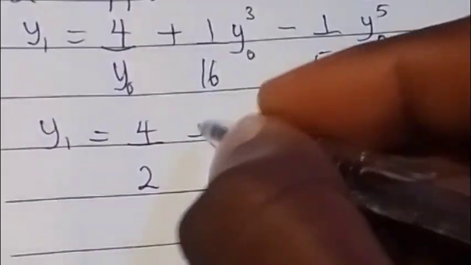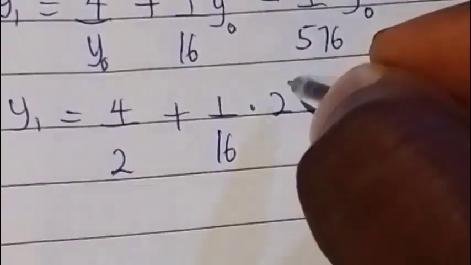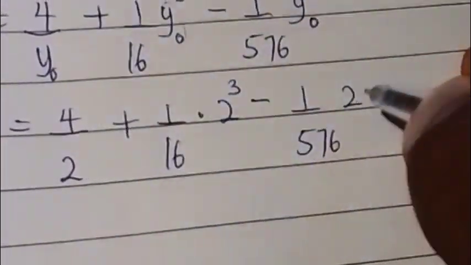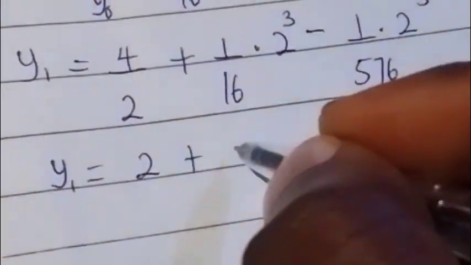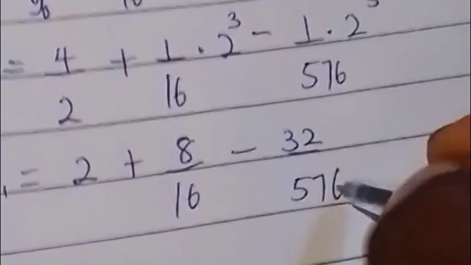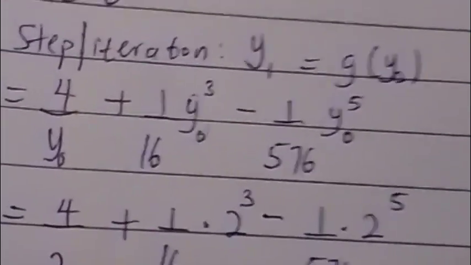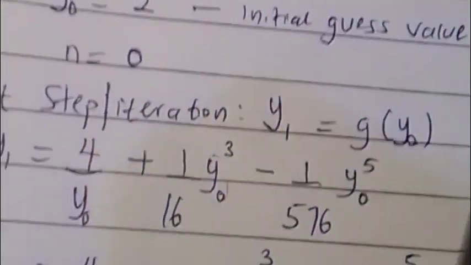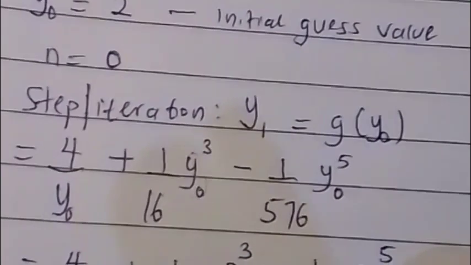y1 is equal to 4 divided by my y naught, which is given as 2, plus 1 over 16 times 2 to the power of 3, because my y naught is still 2, minus 1 over 576 times 2 to the power of 5. So y sub 1 is 2 plus 8 over 16, minus 32 over 576. If I put all of this into my calculator directly, I'll type 2 plus 8 over 16. I would recommend this type of calculator because it helps to take care of fractions easily. Minus 32 over 576, and this gives us 22 over 9 directly.